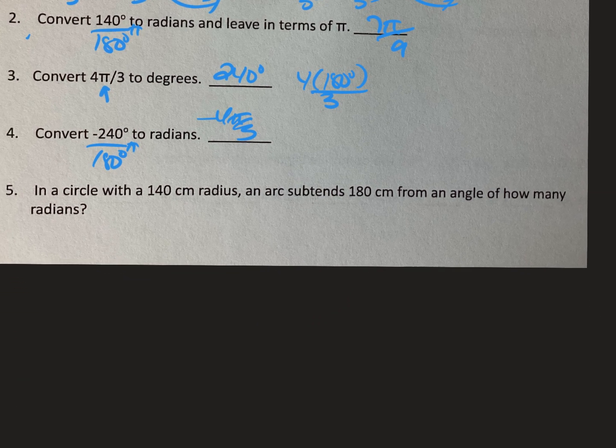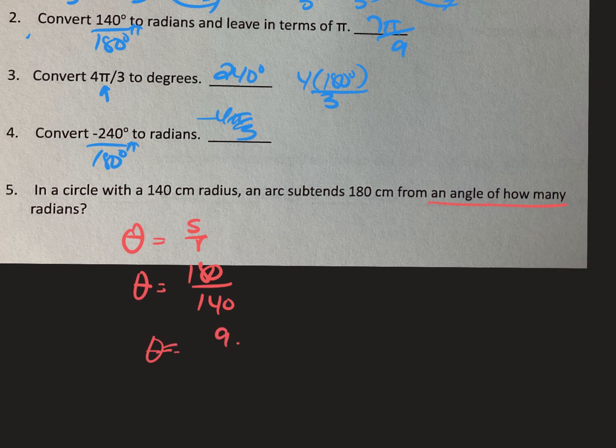Number 5, in a circle with a 140 centimeter radius, an arc subtends 180 centimeters from an angle of how many radians? You need to remember the formula for radians is theta equals S over R. And remember, S is arc length and R is radius. It's asking me here how big the angle is. So the arc, it says, is 180 centimeters. The radius is 140 centimeters. So if I reduce that as far as I can, I'm going to get 9/7 for my angle in radians.